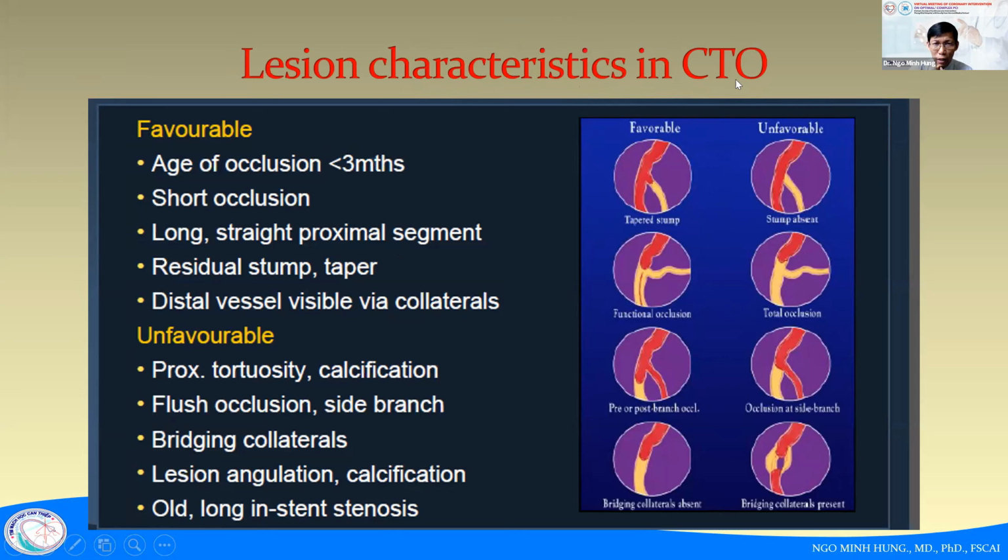When we come to a CTO patient as junior doctors, we deal with this kind of lesion: the CTO is usually a couple of months from the index event, with a short occlusion, a long and straight proximal segment, a residual stump taper, and the distal vessel visible via collateral. So it is quite easy to go through. But as we develop our careers, we have to cope with more difficulty, and the easy ones are already opened by the junior doctors. So we deal with the complex ones: very tortuous, very calcified, bridging collaterals, ambiguous anatomy, etc.